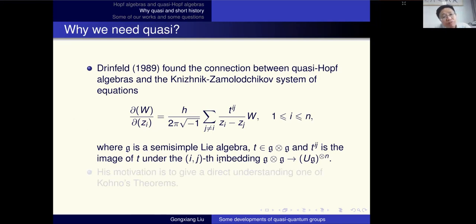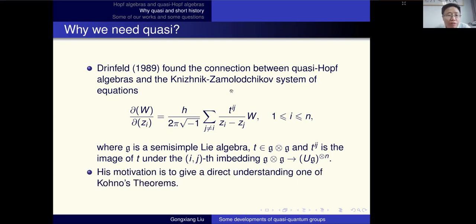The motivation of Drinfeld was to find the connection between quasi-quantum groups, or quasi-Hopf algebras, and the Knizhnik-Zamolodchikov system of equations. This is a system of linear partial differential equations. So why did he consider the relation between this system and quasi-Hopf algebras? The motivation of Drinfeld was to give a direct understanding of one of the Kohno theorems.